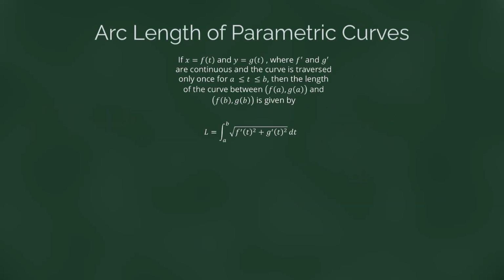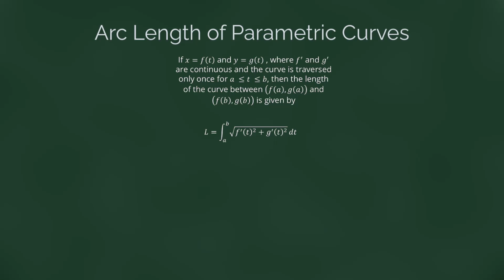Another application of calculus to parametric curves that follows pretty straightforwardly from what we know about non-parametric curves is the idea of arc length. So if x is equal to f of t and y is equal to g of t, where the derivatives are continuous and we're only traversing the path once on some interval from a to b, then we can define the length of that curve, which starts at the point f of a, g of a, that's an xy value, and ends at f of b, g of b. That's going to be given by the integral from a to b of the square root of f prime of t squared plus g prime of t squared dt.